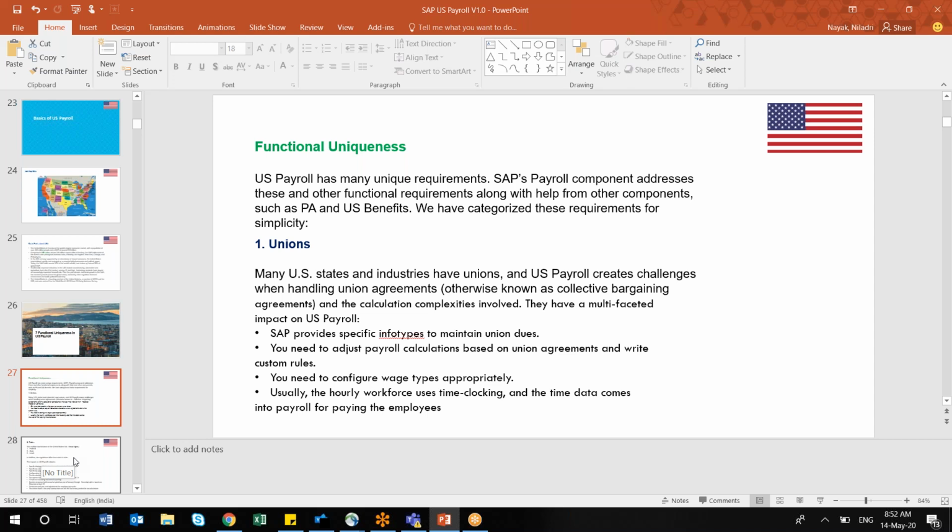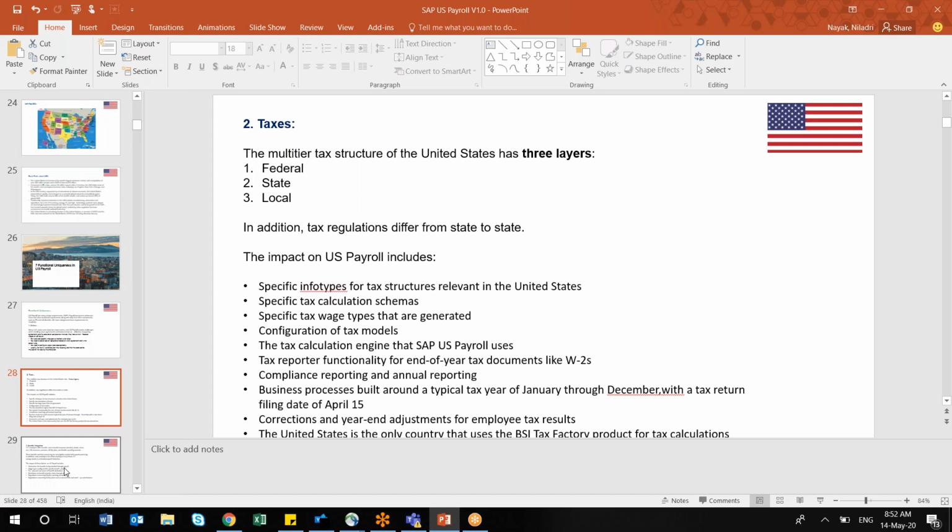That is first and foremost the uniqueness in US payroll: unions. I have made it specific because it's more stringent compared to other countries. US payroll is more stringent about this, and industry has much more challenging regulations. From that point of view, you may often require writing custom rules. For that reason, union is one of the first and foremost unique things from a functional uniqueness point of view.